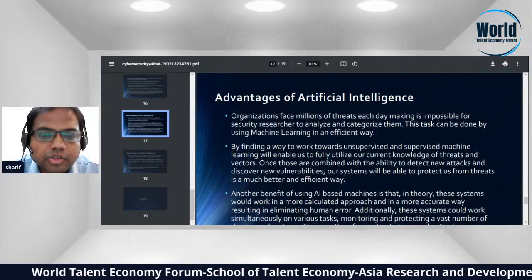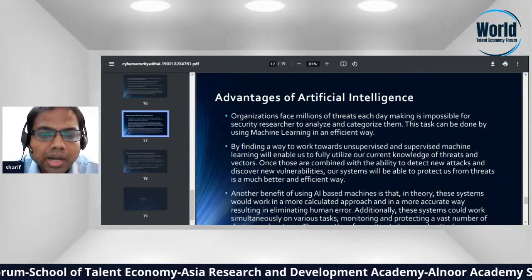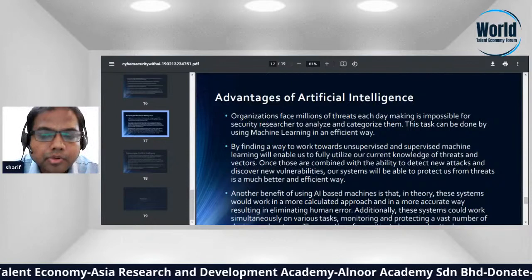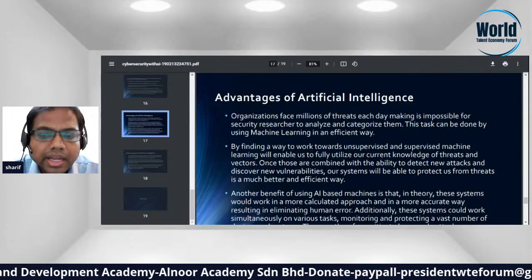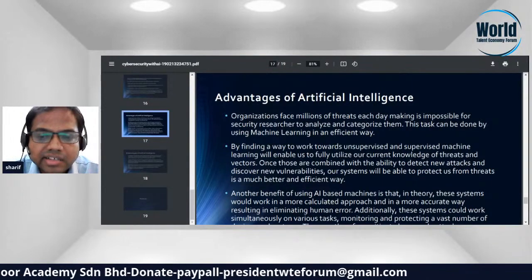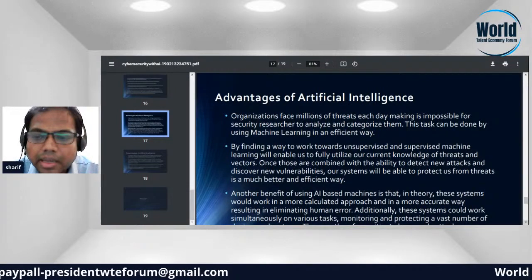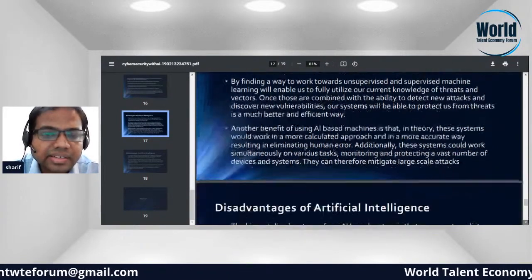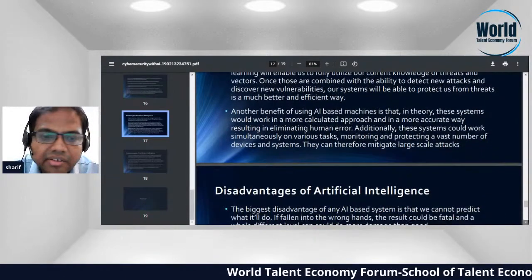Another benefit of using AI-based machines is that, in theory, the system would work in a more calculated and more accurate way, resulting in eliminating human error. Additionally, the system could work simultaneously on various tasks, monitoring and protecting a large number of devices and systems. They can therefore mitigate large scale attacks.